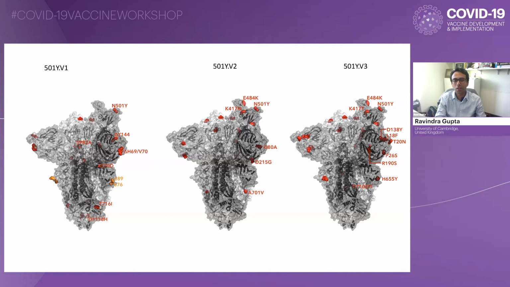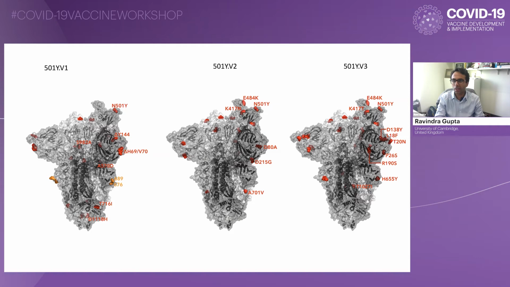Moving on to 501YV2, in other words, the South African variant, you can see here that there are a number of mutations in common, for example, the 501Y. And one thing I haven't mentioned is, of course, that the UK variant on the left, the V1, has now been shown to be developing a cluster of infections containing the E484K mutation.